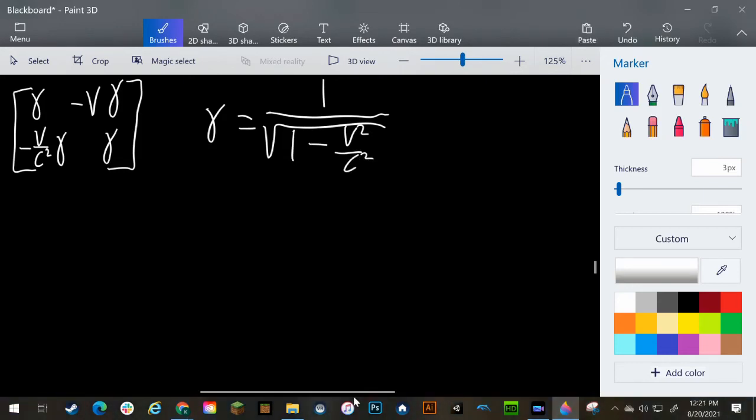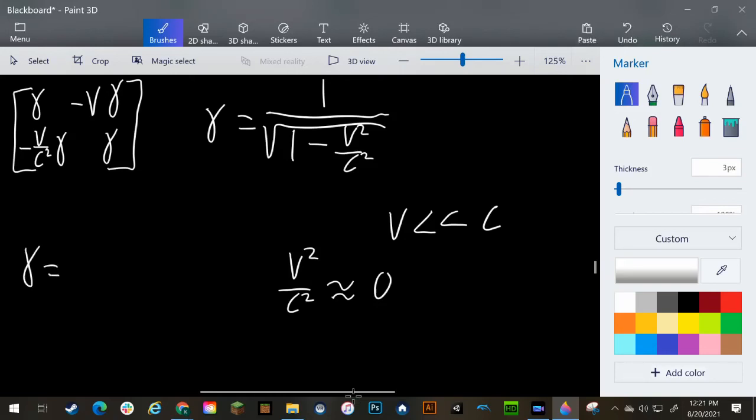So before we take a look at what this transformation actually looks like, I want to show you guys one more thing. Let's think about what happens when v is much, much smaller than c. It's a very low velocity. So what happens to gamma? Well, if v is much smaller than c, then v squared over c squared is going to be a very small fraction. In fact, we can say that v squared over c squared is approximately equal to 0. So what happens to gamma if that term is 0?